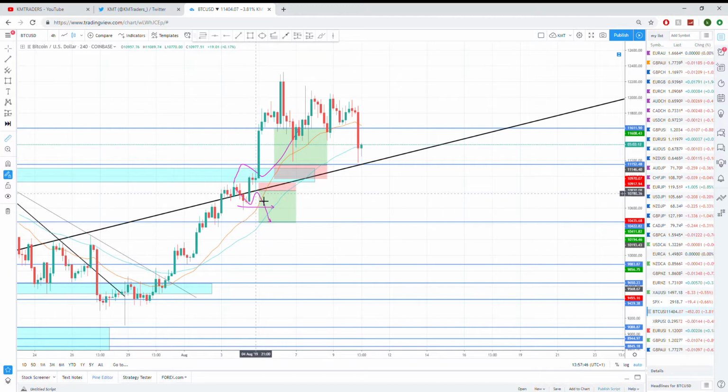We had a rejection here as well. If you have a look at the wick against the trend line, that's why we headed upwards. So a shorting option was not a possibility here.